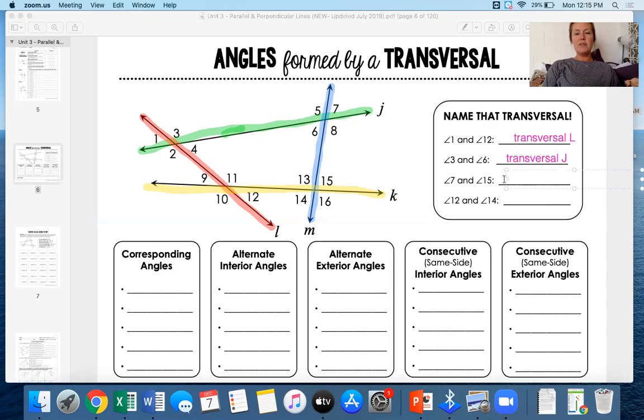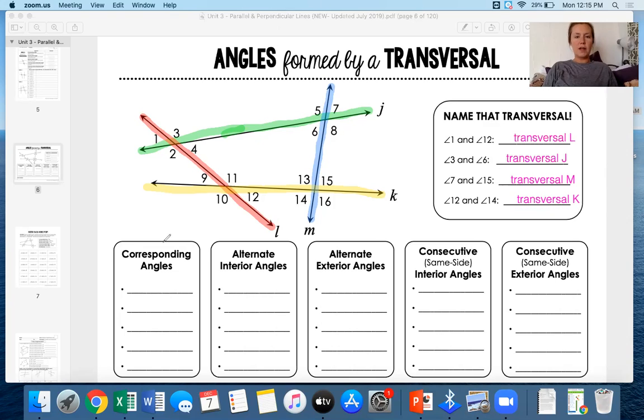Then we have 7 and 15. What color are both of those on? Blue. And so what transversal is that? Green. 12 and 14. Yellow, K. Okay. So if you're given a pair of letters or numbers like this, and they're not on the same color, the answer will always be no. They have to be on the same color.